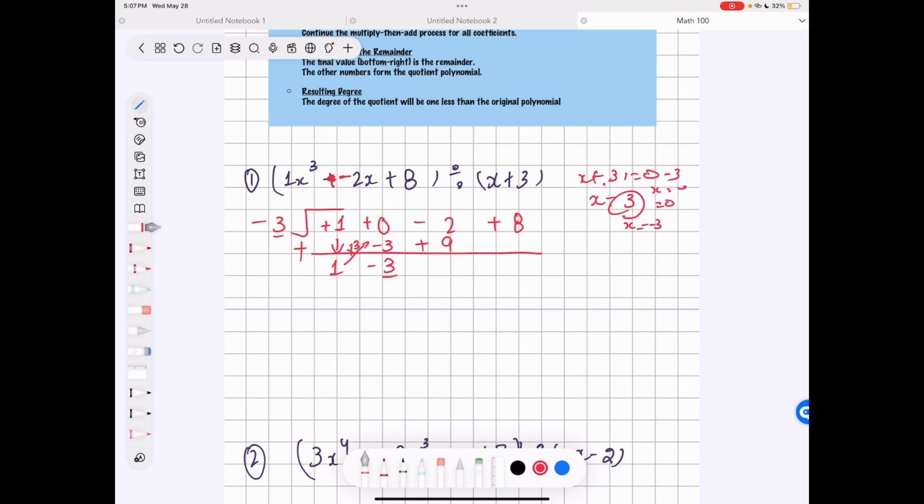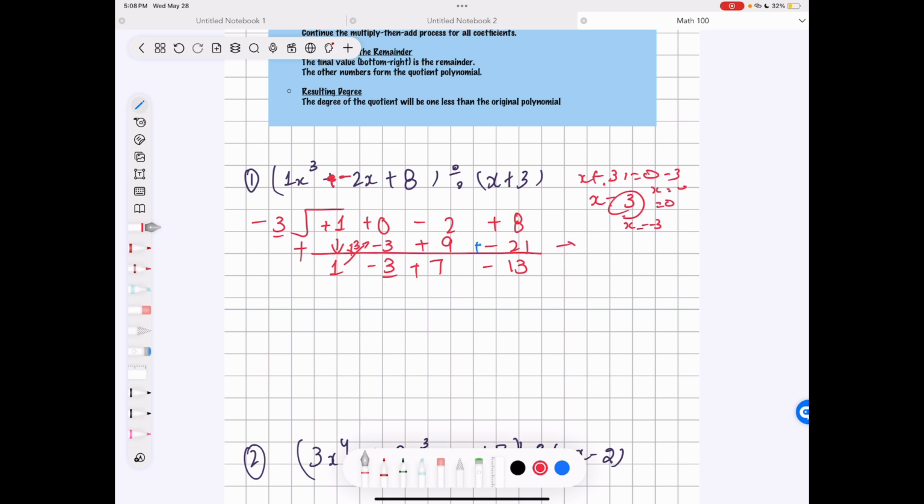So it's going to be 7 here. And then we multiply again. 7 into -3 is -21. And then when we add, plus minus is minus. We subtract it and we get the answer as 13. So all we do is we bring down, we multiply, and then we add.